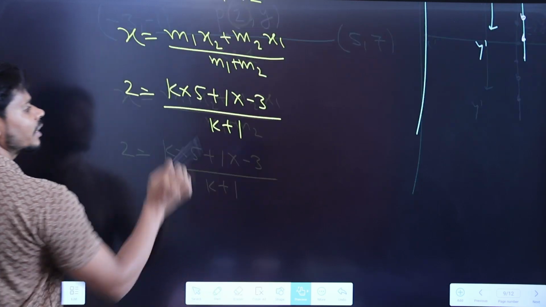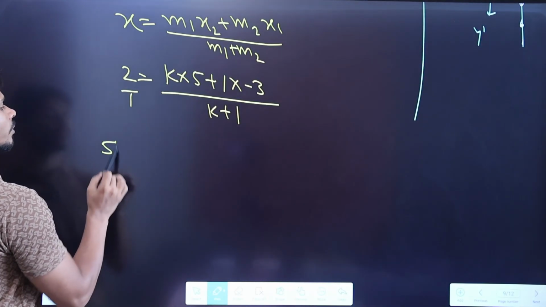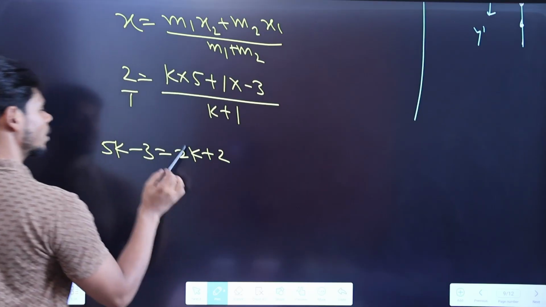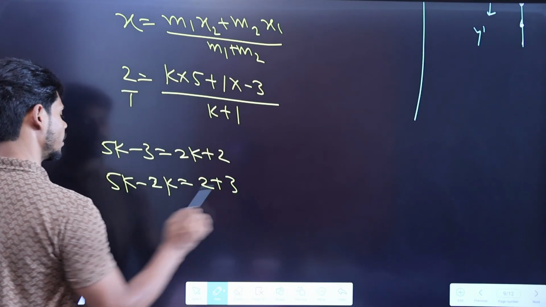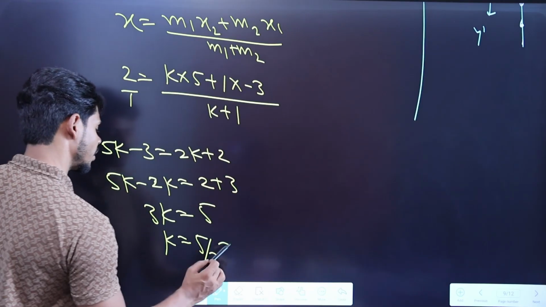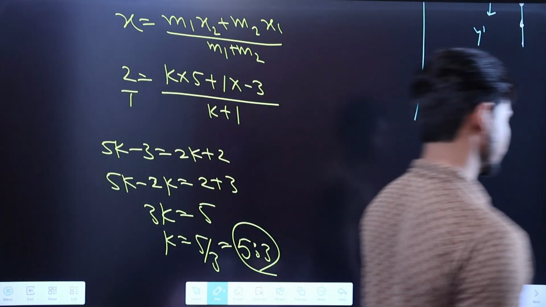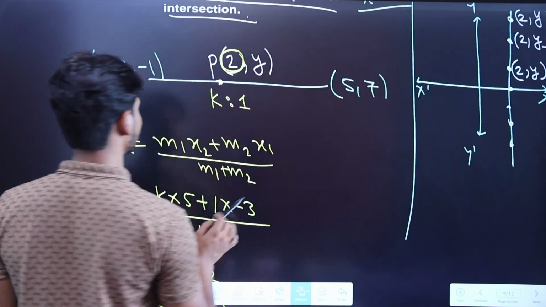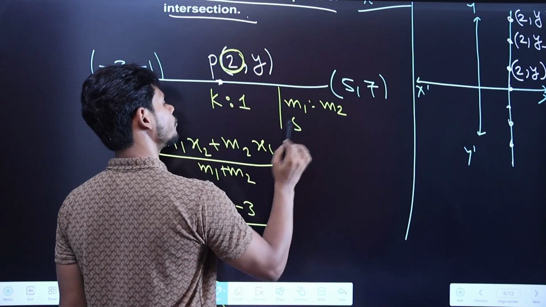Now we just need to cross multiply and get the value. If I cross multiply, it will be 5k minus 3 is equal to 2k plus 2. Then from here it will be 5k minus 2k is equal to 2 plus 3. So it will become 3k is equal to 5. So k is nothing but 5 upon 3, which is 5 ratio 3. Got it? So this is the ratio. It means m1 to m2 is 5 ratio 3.